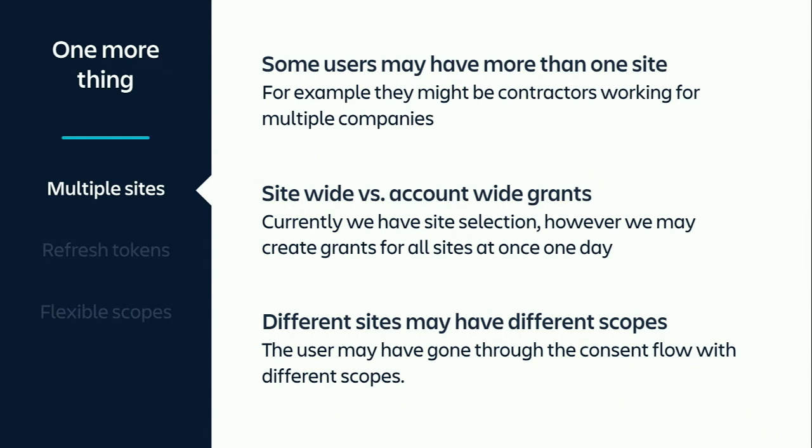That's a bit different from some other solutions, and as a consequence, different sites may have different levels of access. If you have one version of your app that only needed read access, some user might go through that flow for one site, and then you have a next version of the app that also needs write. The same user might go through that flow, but on a different site. So you can have a mix of scopes on different sites. It's a bit of an edge case, but just something to be aware of.